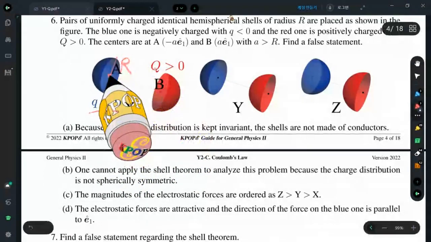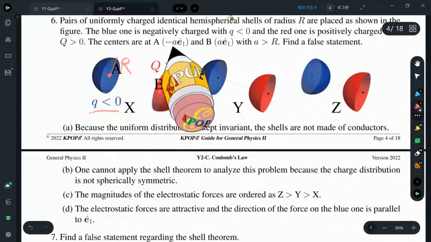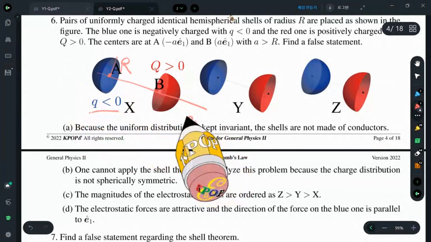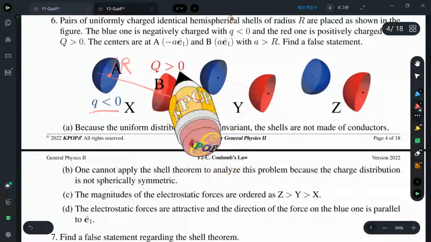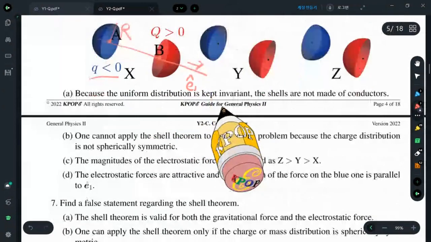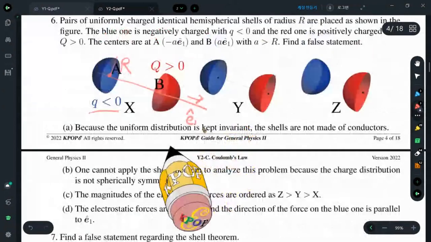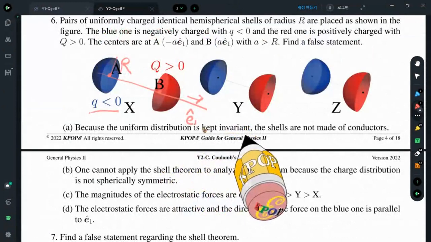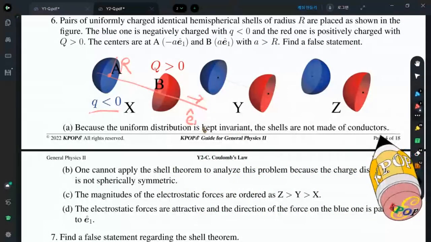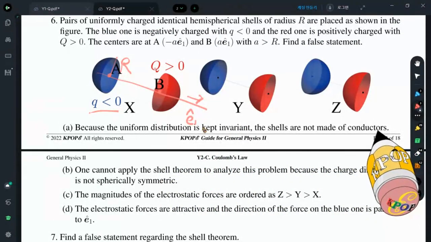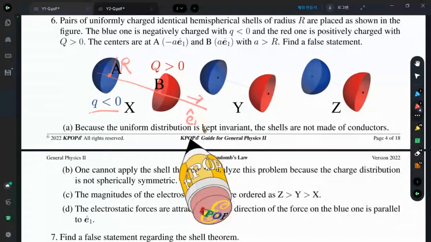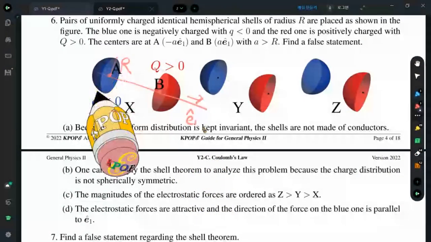The centers are placed at minus a E1 hat, so this is the x-axis. E1 hat is along this direction, so they are in opposite directions. The uniform distribution is kept invariant because the shells are not made of conductors. A conductor redistributes the charge to make the electric field normal to its own surface.